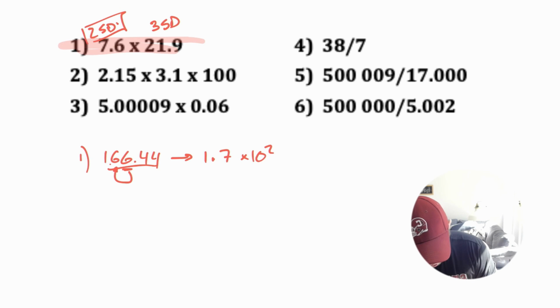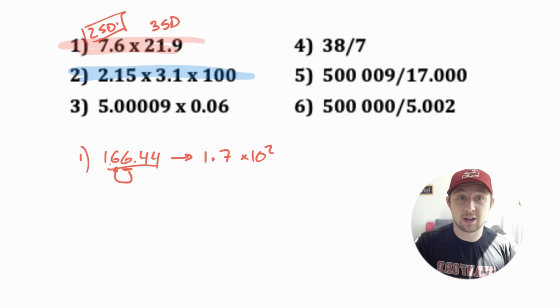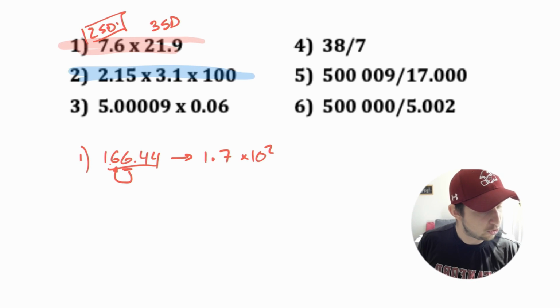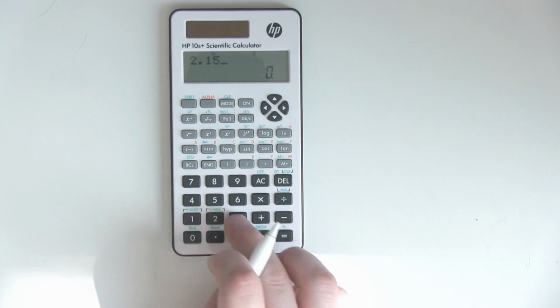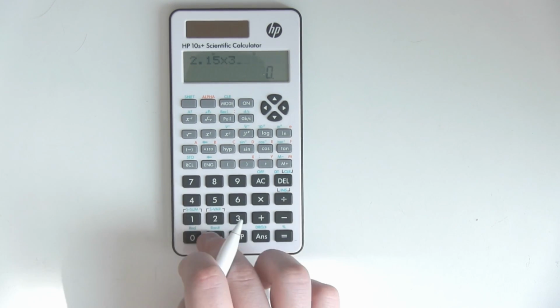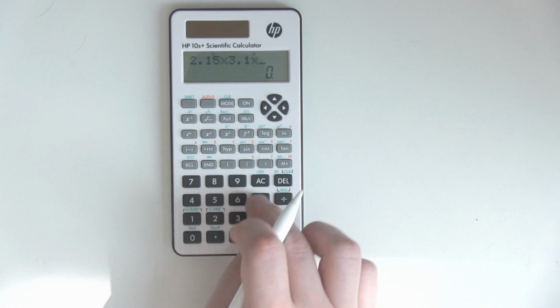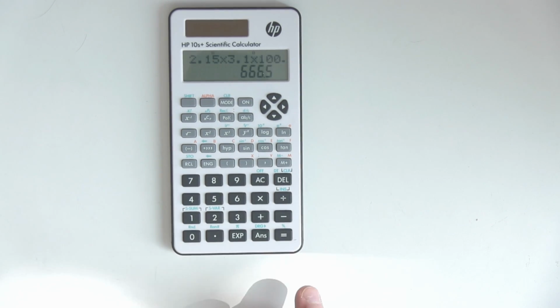All right, let's go on to this guy here. We're on to number 2 now. So we're going to punch this into our calculator. Let's go over to our calculator. We're going to clear this here. So we're going 2.15 times 3.1 times 100. That gives me an answer. I'm going to write this down here. Okay, an answer for number 2 of 666.5.